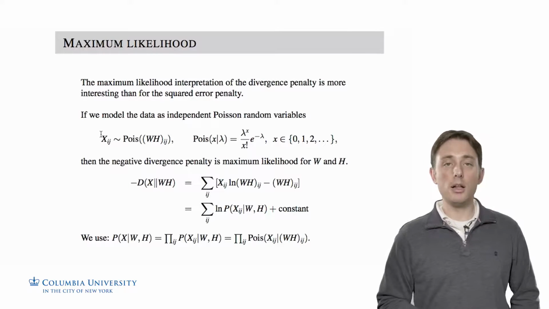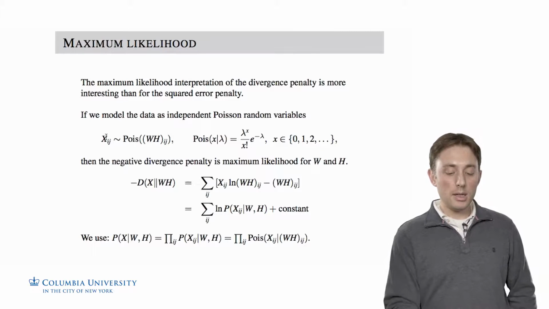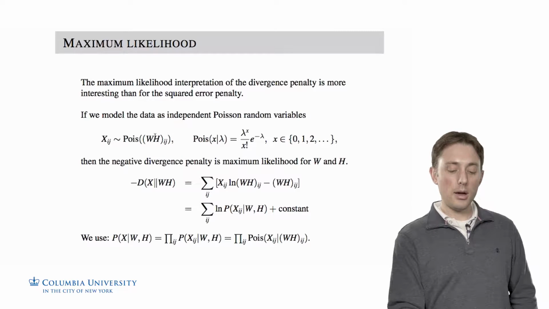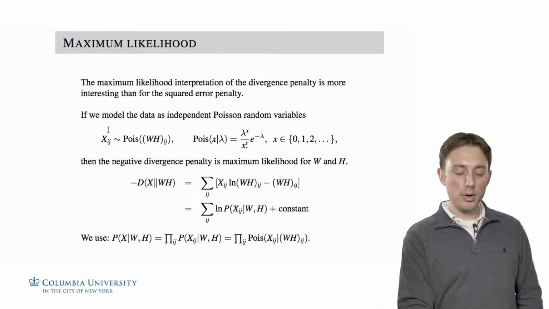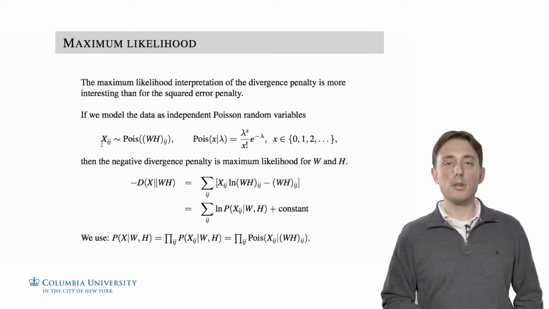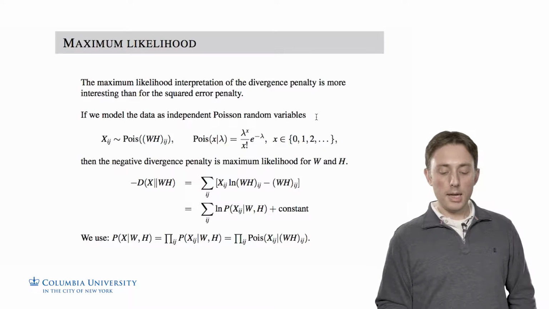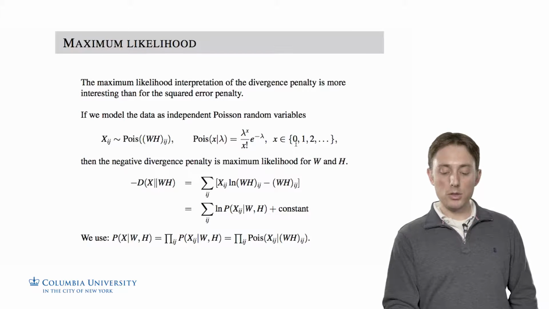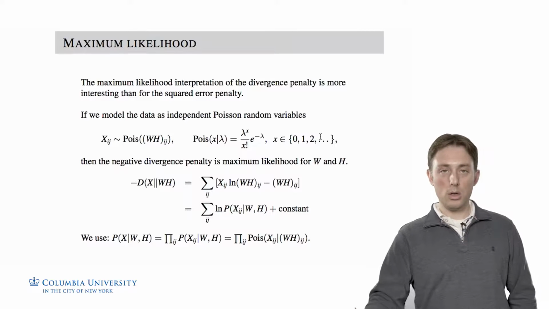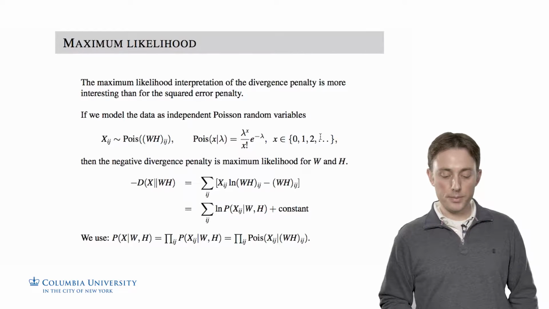We say that the ijth element in our data matrix is a Poisson random variable with parameter equal to the ijth element of the matrix product of W and H. So we take W and H, we multiply them together, we look at the ijth element, and that gives us the parameter for the Poisson of the data xij. Remember, a Poisson is a discrete distribution on the non-negative integers. So a random variable x that's Poisson distributed can take values 0, 1, up through infinity, but all integer values.